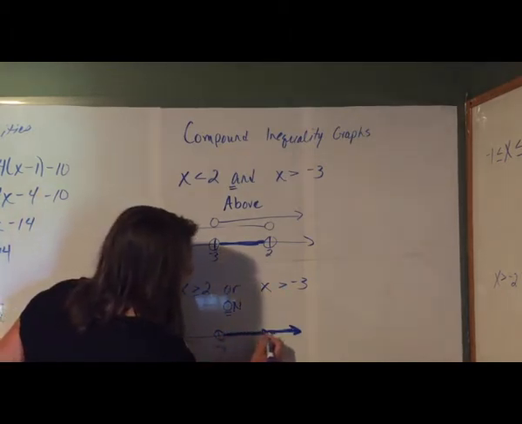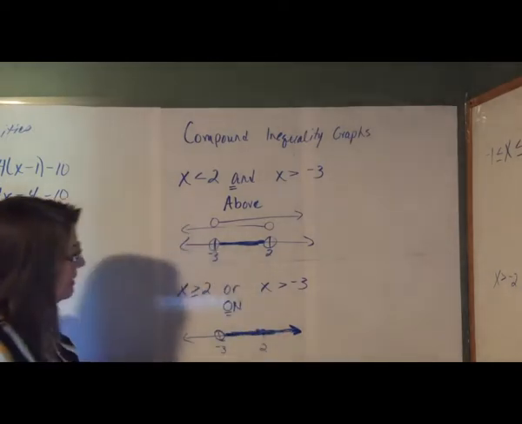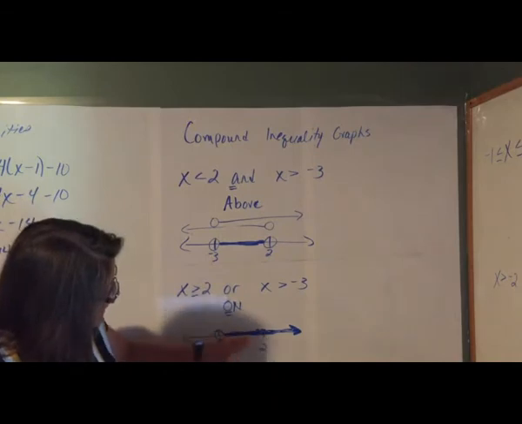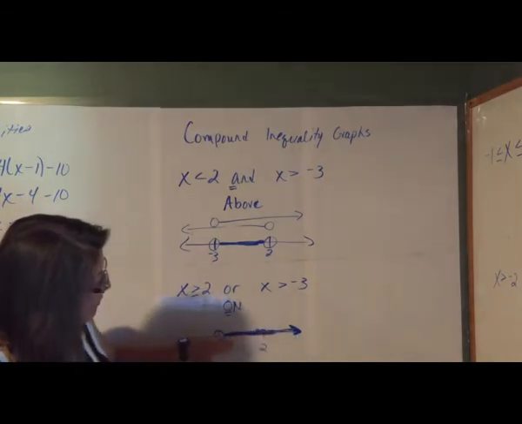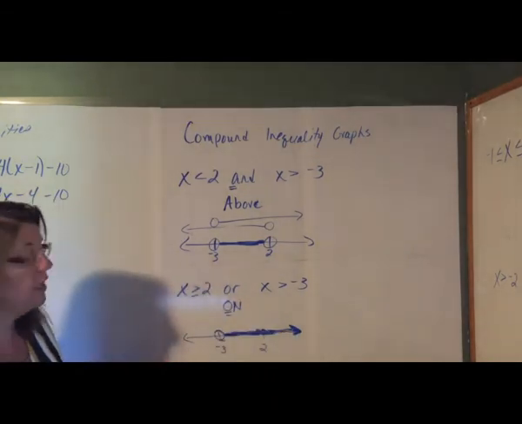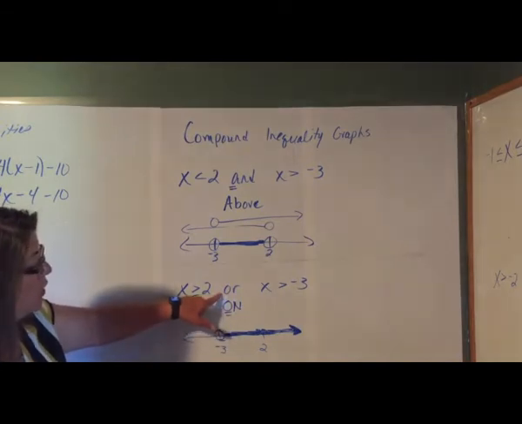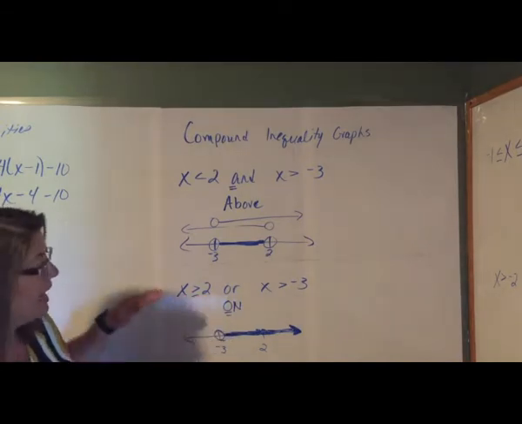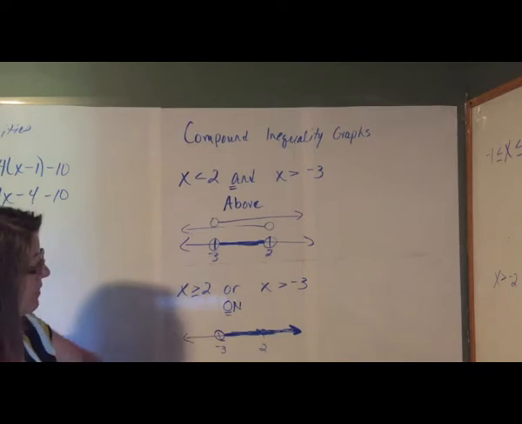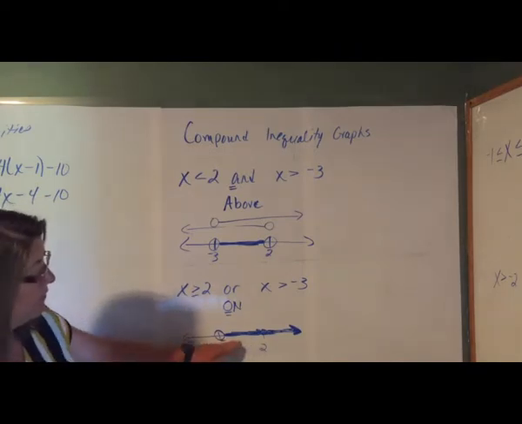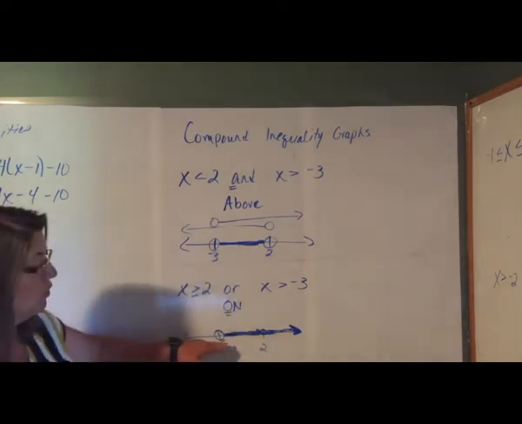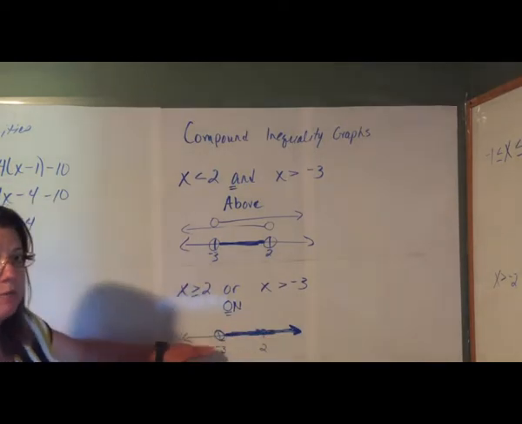And what happens here is that actually ends up being my graph. It kind of goes over top of what we've already graphed. It's all included here. If it's an "or" inequality, no matter what, everything is included on your graph, just like you have done your individual graph. So everything will be included.